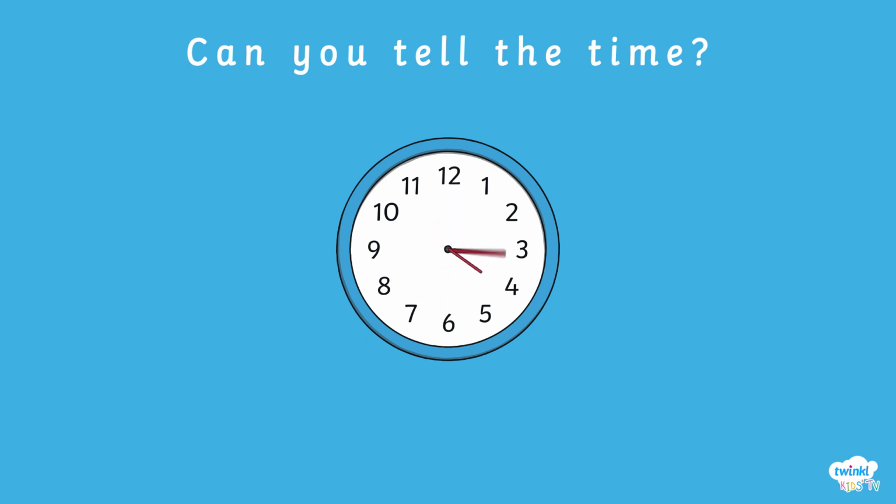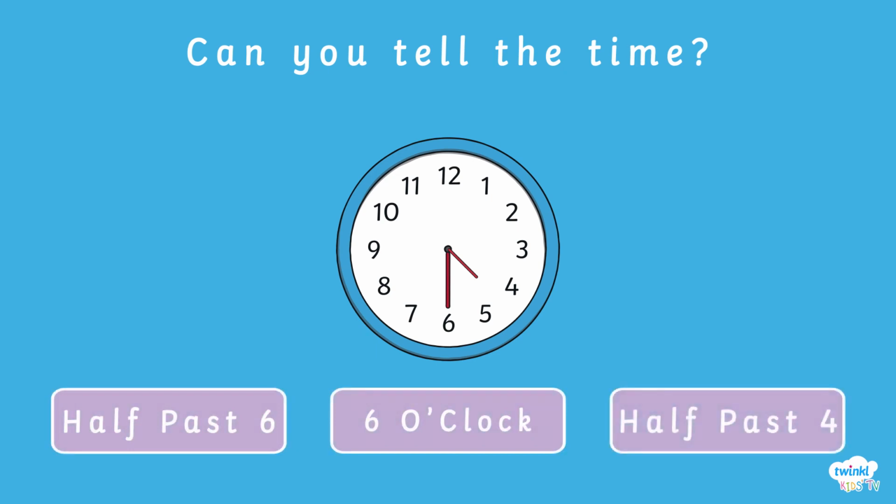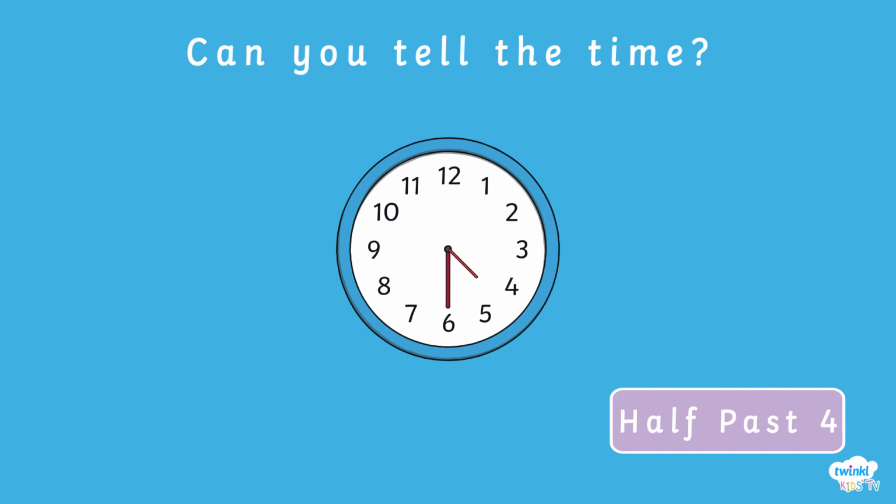What is the time now? Is it 6:30, 6 o'clock, or is it 4:30? It's not 6 o'clock because the minute hand isn't pointing to the number 12. It's not 6:30 as both hands would be pointing at 6. It's 4:30. Well done! Let's try to review what we've learned.